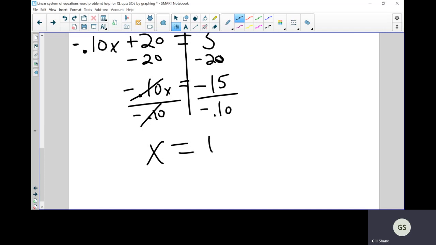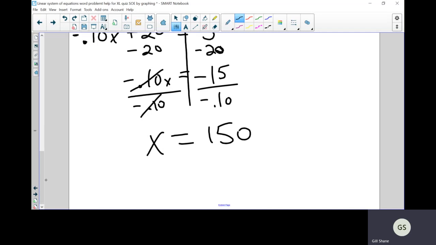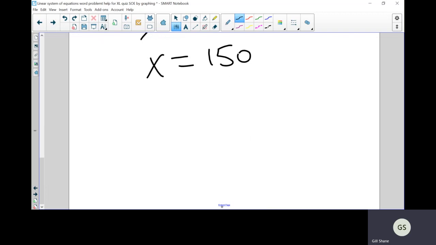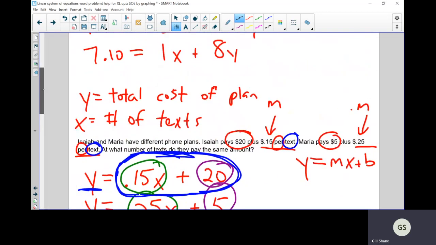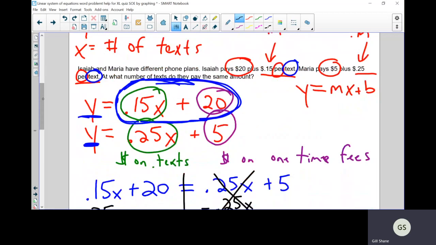Wow, that seems high. So what I'm solving out is, it says at 150 text messages, that's where they would both pay the same amount on their individual plans. So let's test that out just to make sure. That seems high, but maybe not. So I want to go back up to the original equations and see what they pay. So y equals 0.15x plus 20, and y equals 0.25x plus 5.